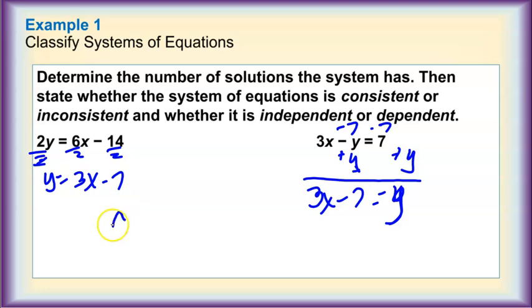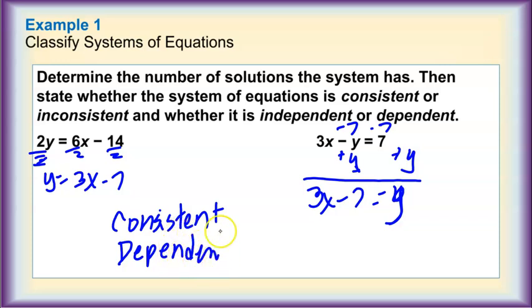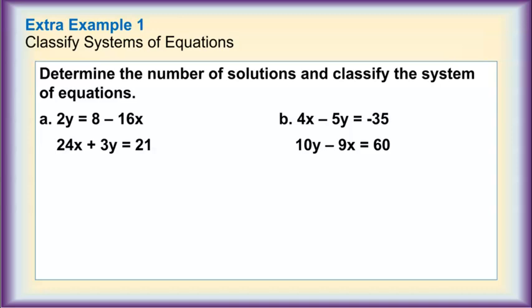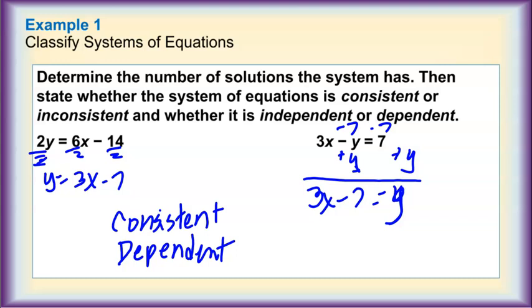Now if you notice, the slopes are the same and the y-intercepts are the same. So that tells us this is consistent because they will cross. And I know that they will cross because the slopes and the y-intercepts are the same. So then I would have consistent and dependent. It's dependent because they are the same exact line. And going back to the other one, I forgot to say that this one has many solutions.